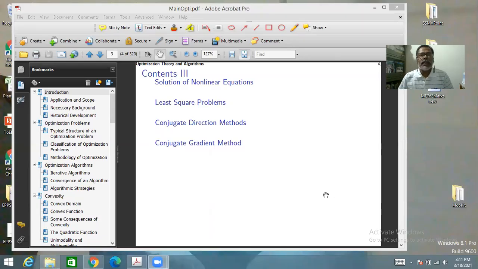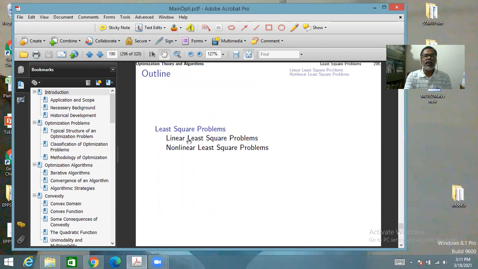Okay. In the last lecture, we studied solution of nonlinear equations, and the way we solve least square problems turns out to be very close to the method of solving systems of nonlinear equations. So today we will cover least square problems before going ahead to explore more advanced optimization methods for general problems. In least square problems, first linear and then nonlinear.